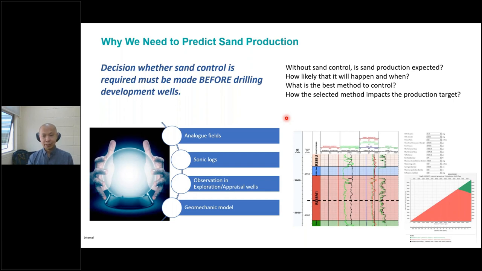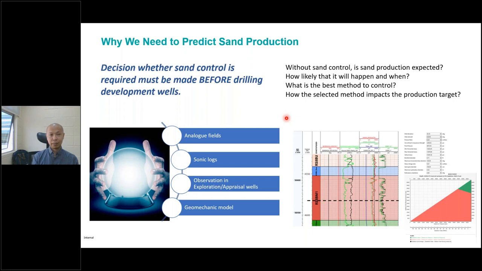But in most cases, the requirement to predict the sand production comes very early during the field development. The reason being, we need to design the well in such a way to prevent that sand production if we expect that to happen. Designing and drilling the well is not an easy job. It takes a lot of time for preparation. You have a long lead item, so the best is to have things right from the beginning.